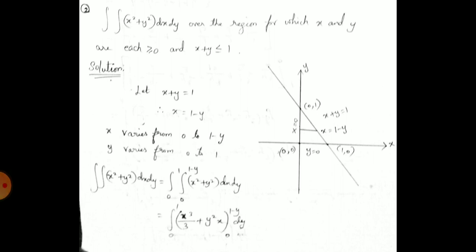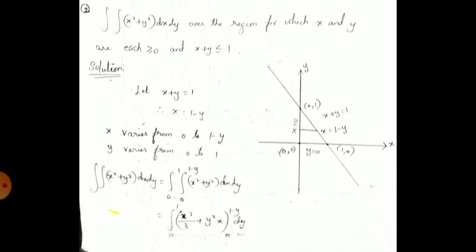So what will happen? x is equal to 1 minus y. Now x varies from 0 to 1 minus y. Likewise y varies from 0 to 1. See the diagram, x axis and y axis, this is 0, 0. So here x varies from 0 to 1 minus y. On the y axis x is equal to 0, and on the x axis y equal to 0, so 1 comma 0 will come, and here 0 comma 1 will come if you are applying the 0 value. So x plus y equal to 1 implies x is equal to 1 minus y. So this is the region.